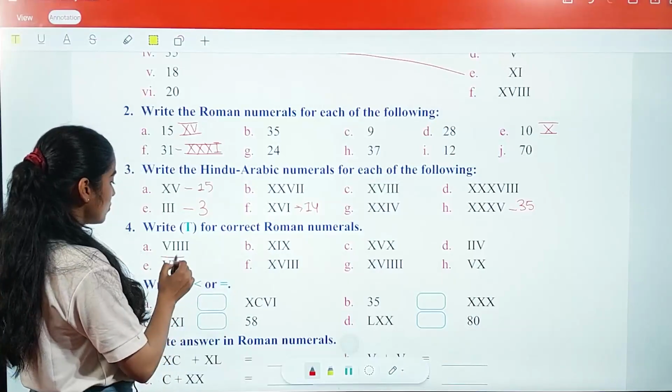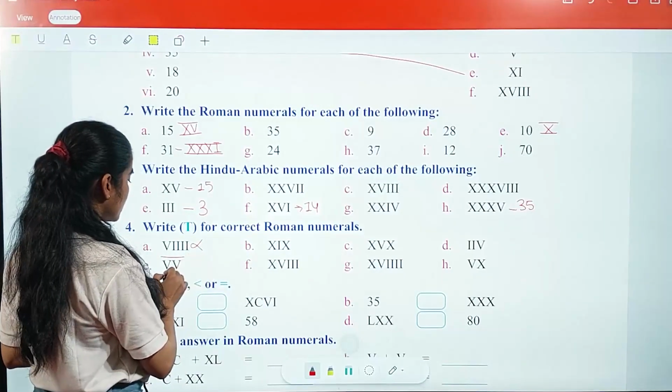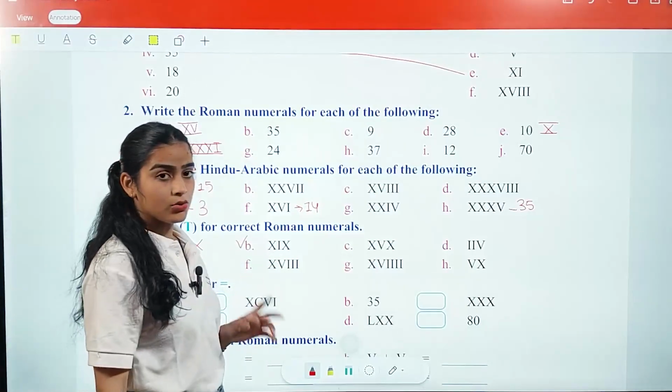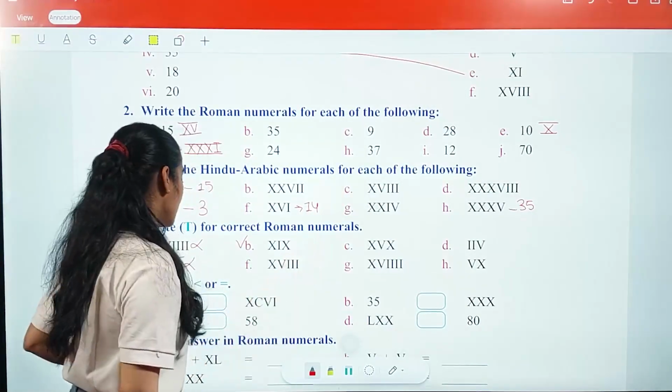Next we have to write true for correct Roman numerals. So is this true? No. This is wrong. Is this true? No. Wrong. Is this true? Yes. So now you have to identify and check.